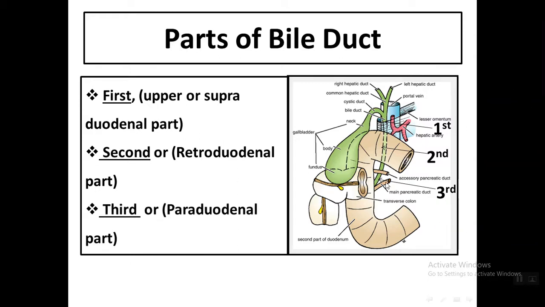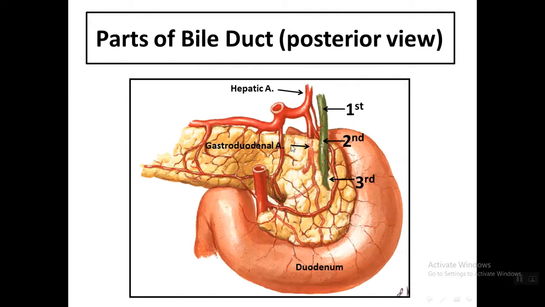The third part we will call the paraduodenal part. This is the first part, the supraduodenal part, accompanying the hepatic artery and anterior to the portal vein. The second part, or the retroduodenal part, accompanies the gastroduodenal artery behind the first part of the duodenum. And the third part, or the paraduodenal part, runs in a groove in the posterior part of the head of pancreas.